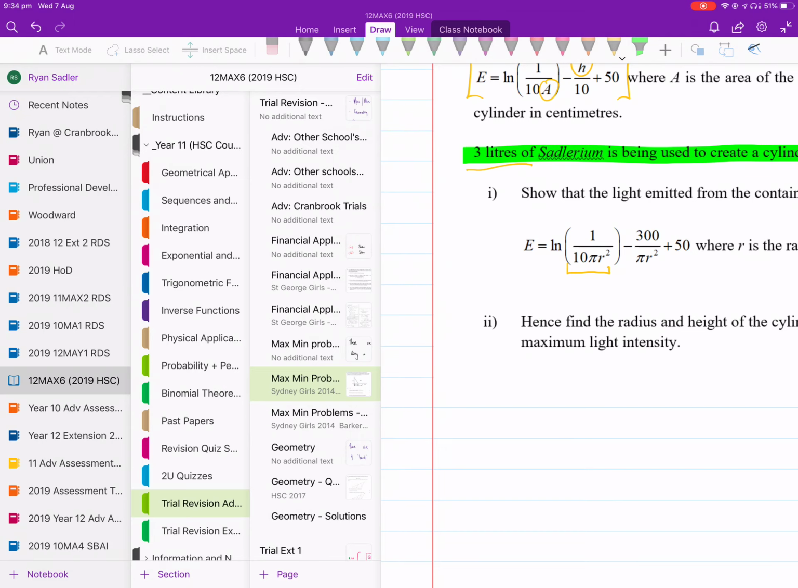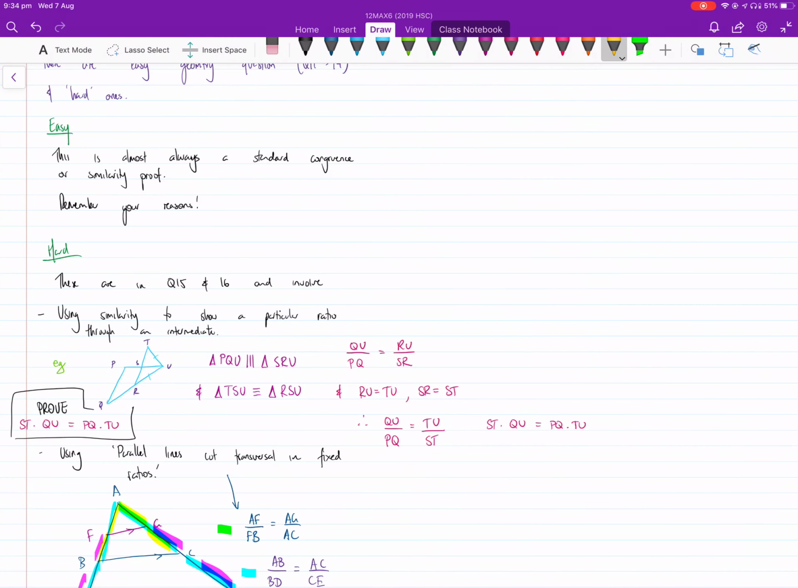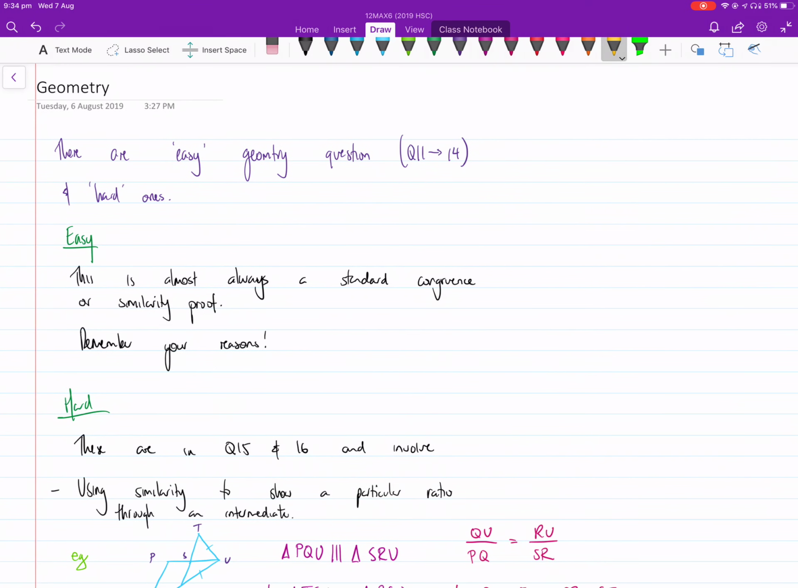You can see here that on the next page, you've got the solutions to those. Just another little tip about geometry. As I said, this is the last year for geometry, so geometry will almost certainly feature pretty heavily in your actual HSC, and of course the trial tries to mirror that, so you can expect some sort of geometry. There's 2 parts. If you get one in question 11 to 14, then you've got an easy one.